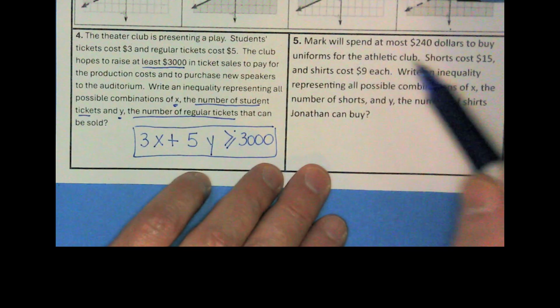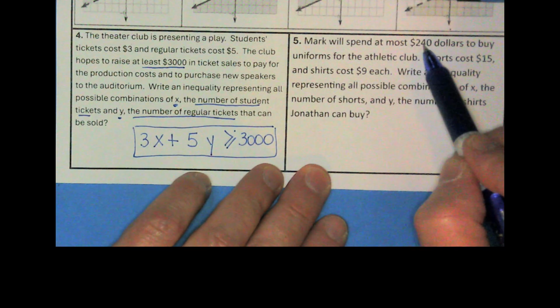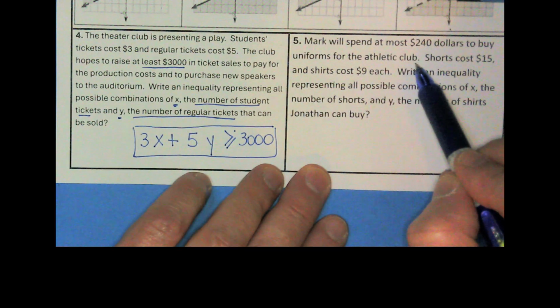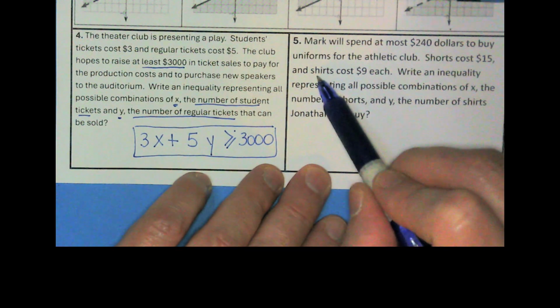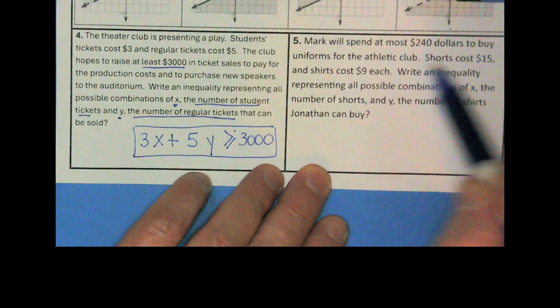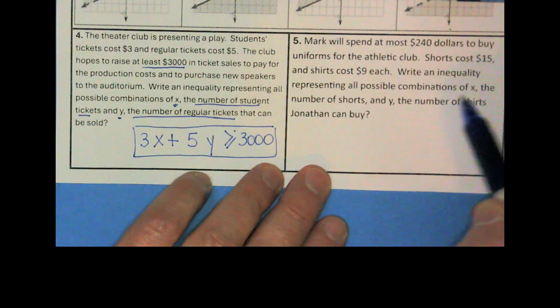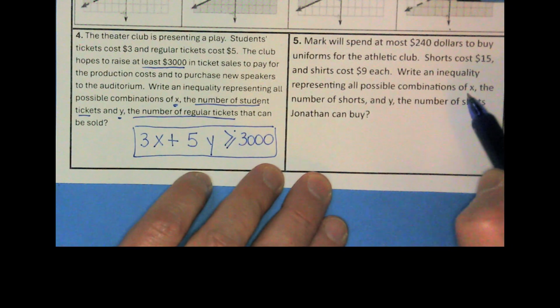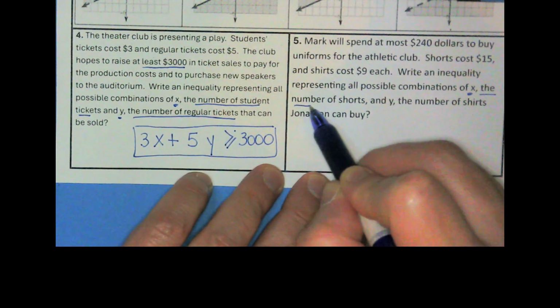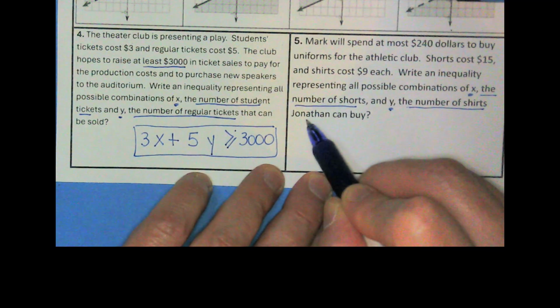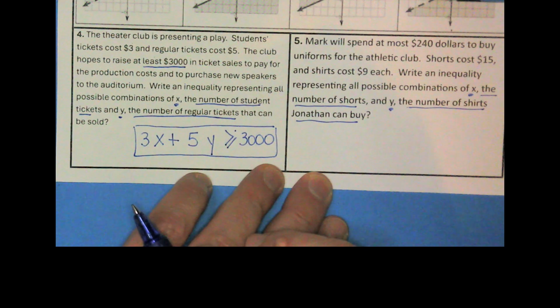Question number 5 says, Mark will spend at most $240 to buy uniforms for the athletic club. Shorts cost $15 and shirts cost $9. Write an inequality representing all possible combinations of x, the number of shorts, and y, the number of shirts Jonathan wants to buy. So we have shorts and shirts.